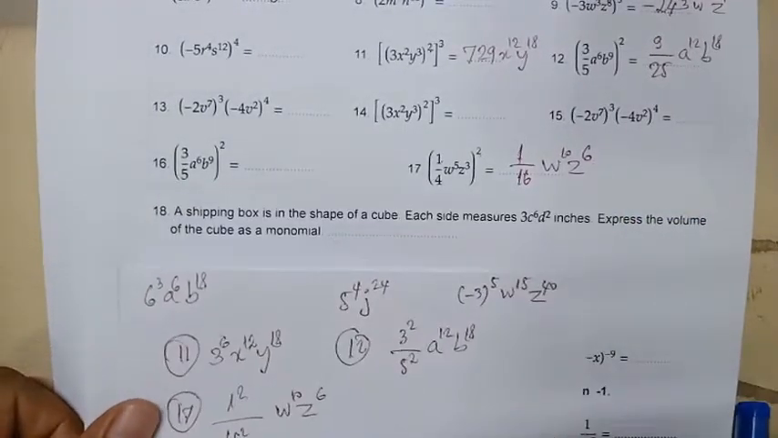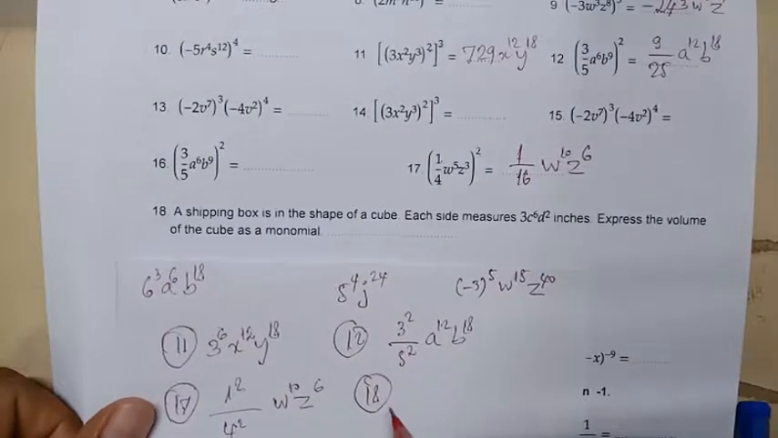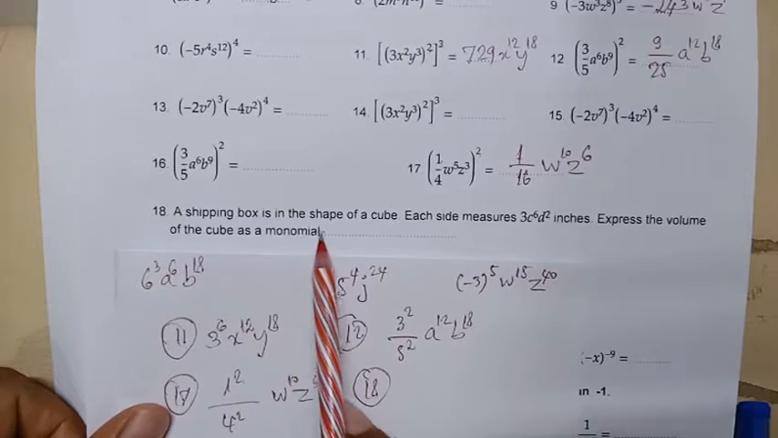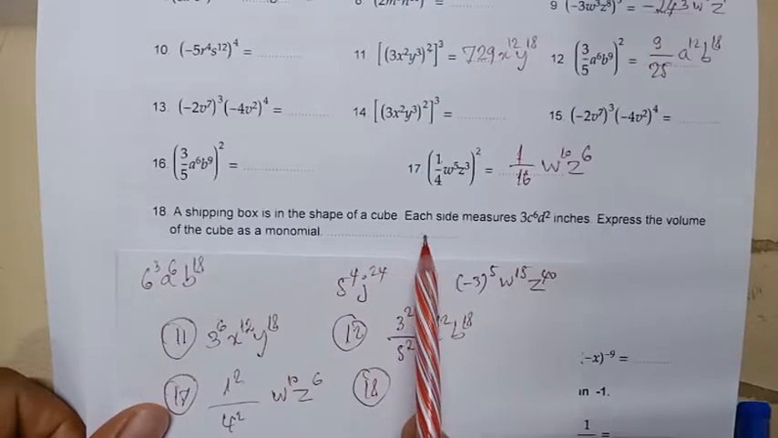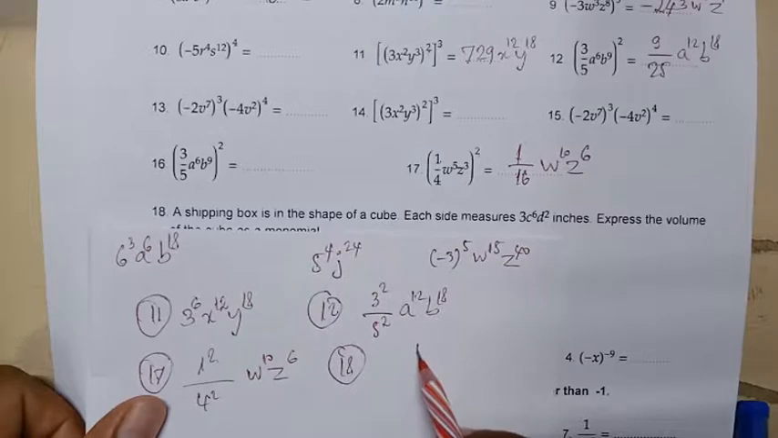The last number, number 18. Number 18, a shipping box is in the shape of a cube. Okay, cube. I hope you know what a cube looks like. Let me sketch a cube for you to see.